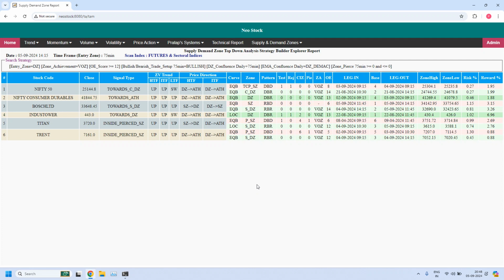weekly income trade, and also weekly LTF and ITF confluence is there, and also EMA confluence is there with ITF zone. Of course, LTF zone is part of the ITF zone, and ITF trend is uptrend. That means daily trend is uptrend. So these are the high probability trade setups.